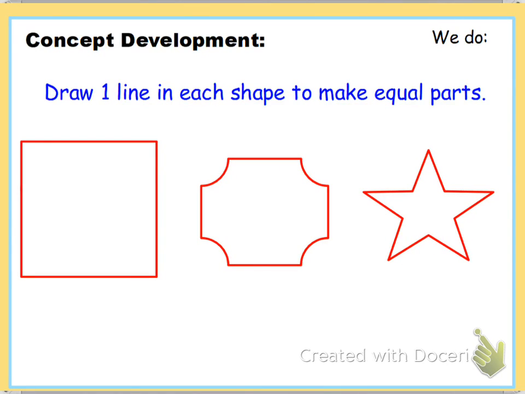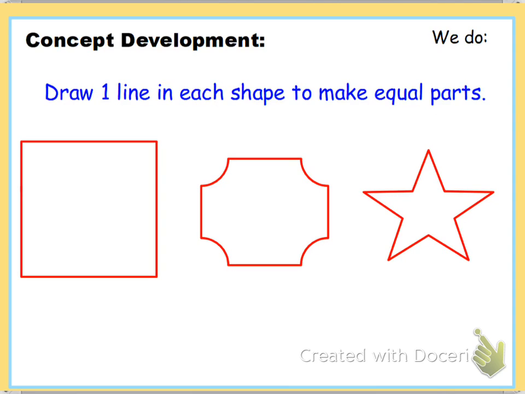Today we're talking about Module 5, Lesson 7. And in this lesson we're talking about being able to name and count shapes as parts of a whole and recognizing relative sizes of parts. So looking at this, we have to draw one line in each shape to make equal parts.